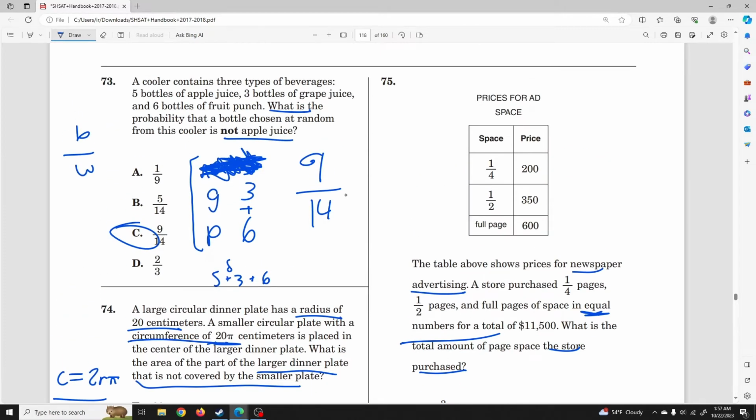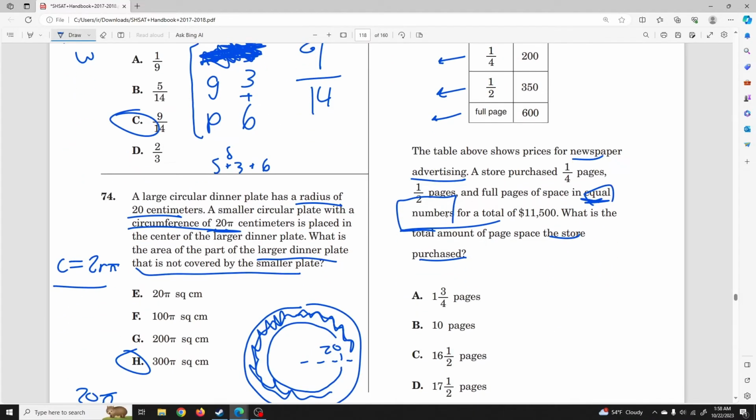So the key word here is in equal numbers, right? So they bought in equal numbers of 1/4, 1/2, and full pages, right? And if they bought an equal number of this, that means that they bought it the same amount of times, right? So they bought the 1/4 amount the same amount of times that they bought the 350 amount, and they bought this the same amount of times as they bought that, right?